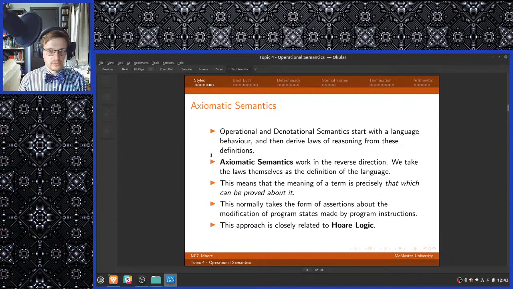This normally takes the form of assertions about the modification of program states made by program instructions. This approach is closely related to Hoare logic. You guys would have done Hoare logic, I imagine.